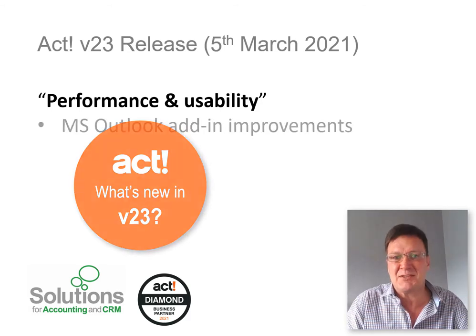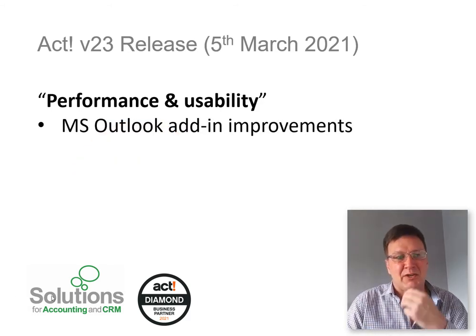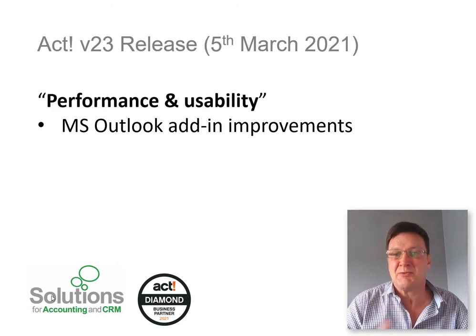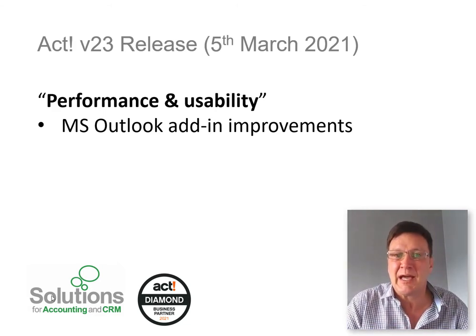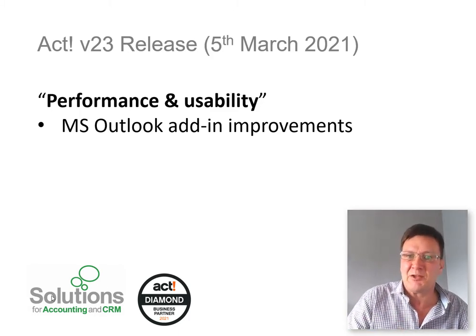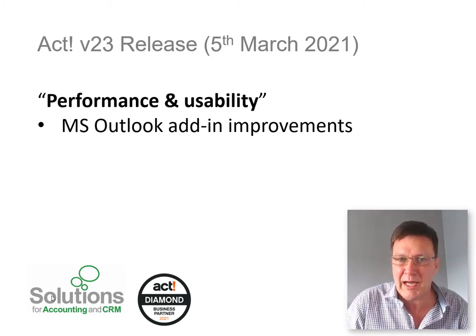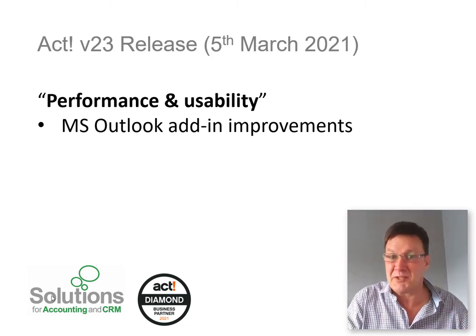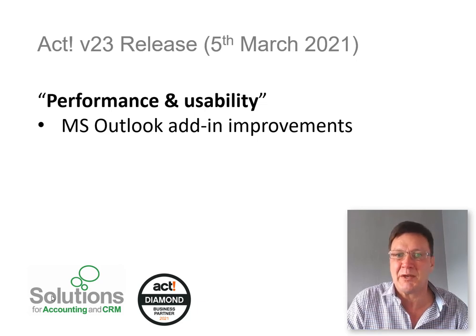The first of those is the Microsoft Outlook integration. Now, Microsoft Outlook integration is a feature that's widely used, but has also historically been the cause of some frustration in terms of its reliability and performance. And ACT redeveloped this component for version 21.1 update 4. So if you're using that version or later, it's likely that you've already got the new Outlook integration. If you're using an earlier version, then you'll be using the legacy integration, and then this will be brand new.